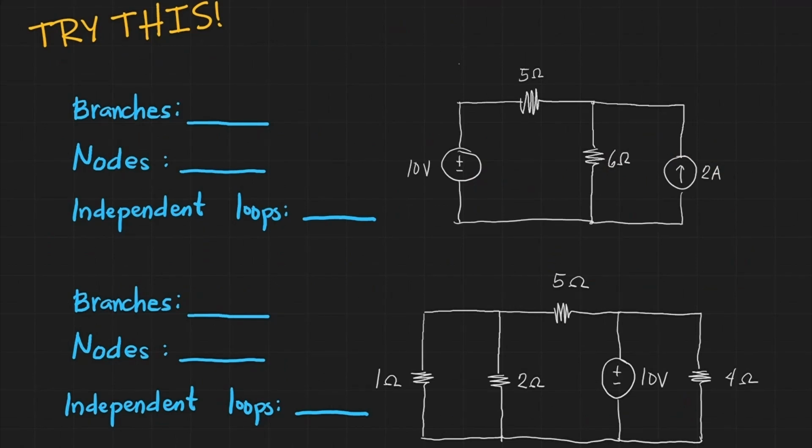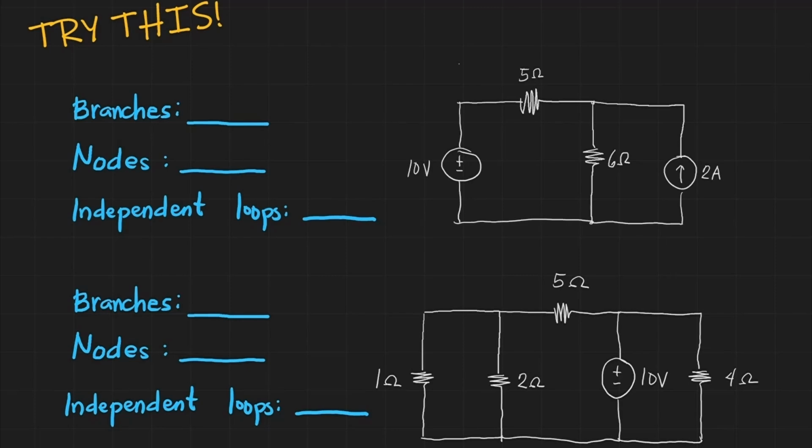Okay, so let's try this particular problem. We have 2 networks shown. We are asked to identify the branches, the number of branches, the number of nodes, and the number of independent loops. Okay, so please try this one. Pause the video and try to analyze the circuit and identify the number of branches, nodes, and independent loops. Okay, if you are done, let us now discover the answers to this question.